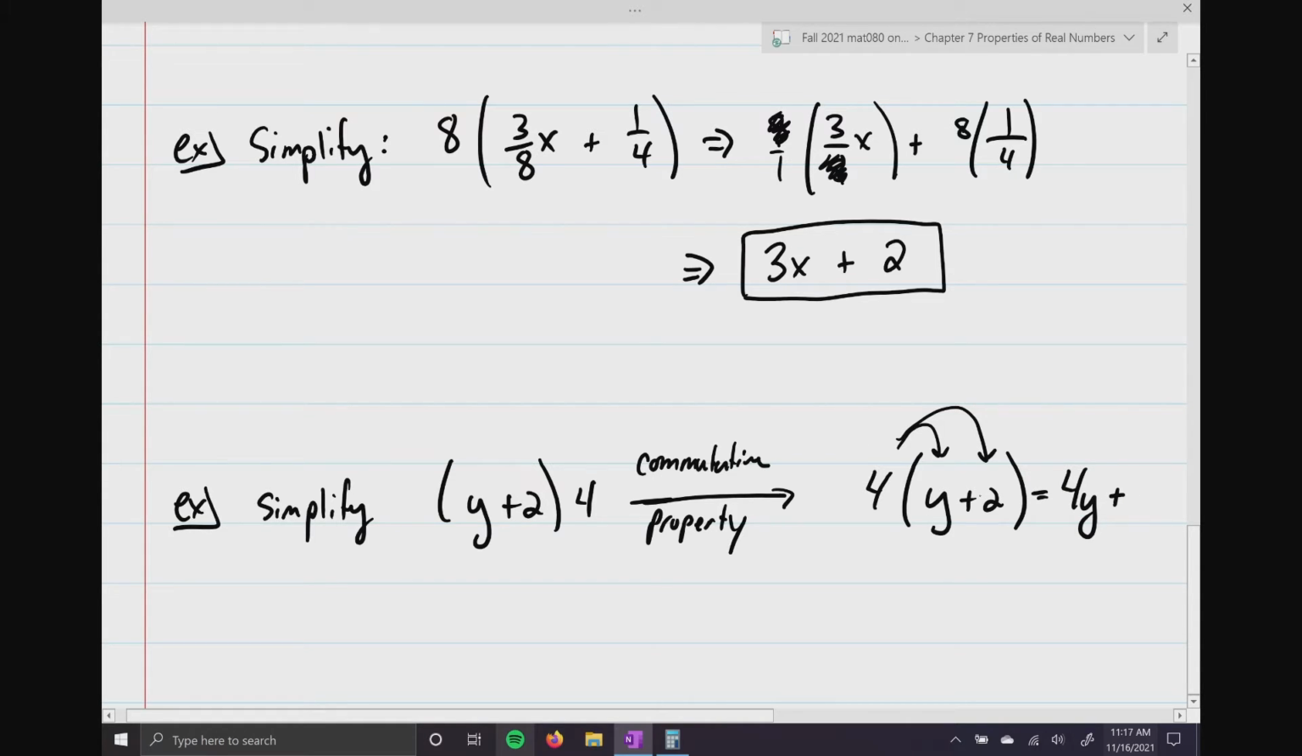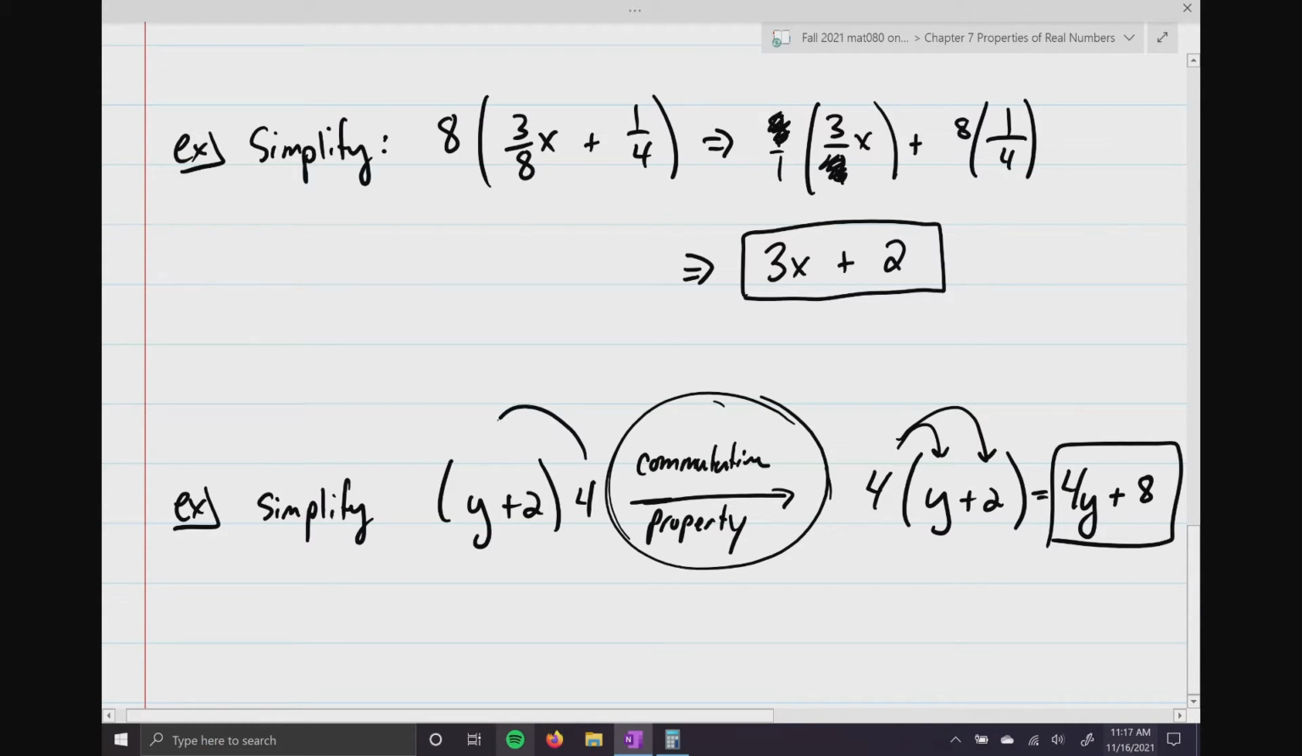plus 8. Now, technically, you really don't even have to do this property because you can what we call right distribute, which means since your number's on the right-hand side, you could still distribute it because remember, multiplication, the order doesn't matter. So 4 times y and then 4 times 2 will still get you 4y plus 8. Okay?